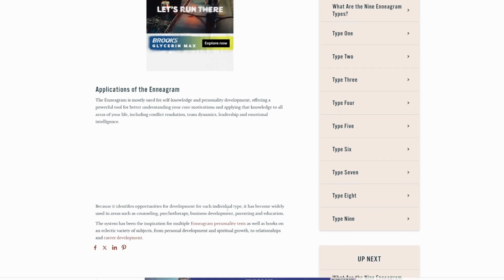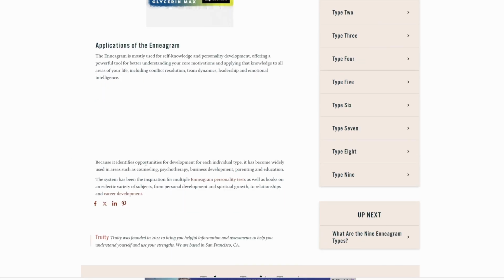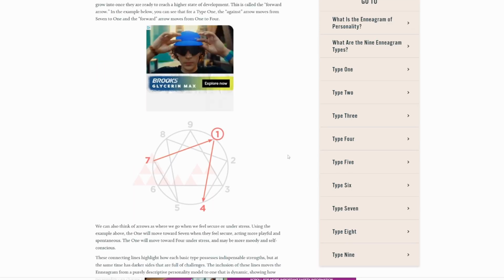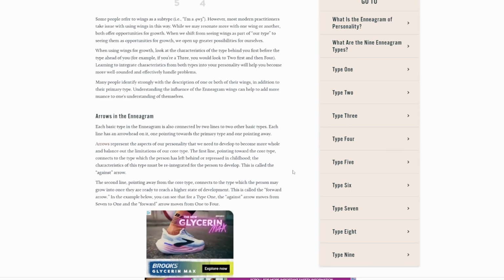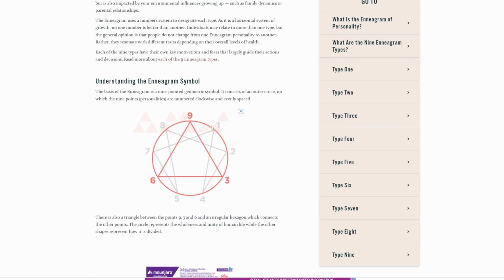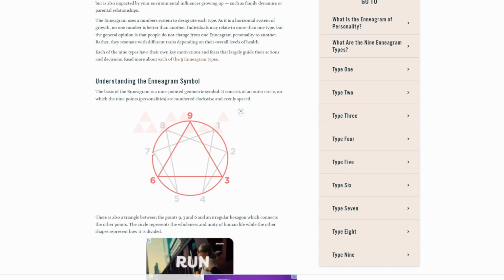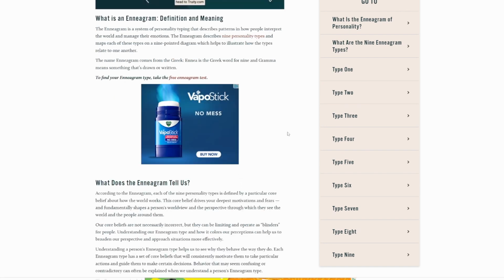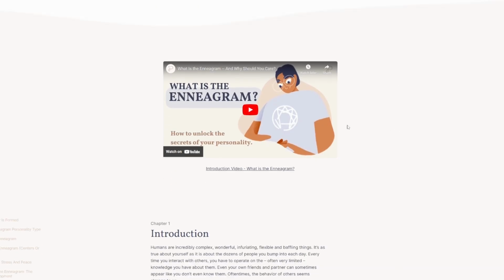That's cool. I like that, because it identifies opportunities for development for each individual type. It's become widely used in areas. Oh, okay. So the arrow things are really cool. I like that. And then the wings, that's pretty cool too. And then the triangle, it's pretty cool too. So 5 can be a 7, but it can't be a 2. Okay, I'm gonna go to another video.